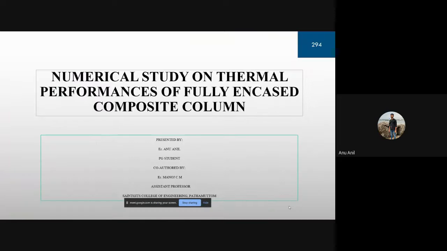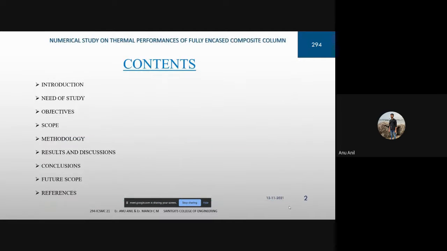Good afternoon all. My name is Anuvalil. I'm a PG student from St. Kitts College of Engineering. First of all, I just want to say thank you for giving me a chance to be in this part of the conference. This work was co-authored by Engineer Manoj CM, Assistant Professor at St. Kitts College of Engineering. The title of this paper is Numerical Study on Thermal Performance of Fully Encased Composite Column. So, these are the contents.